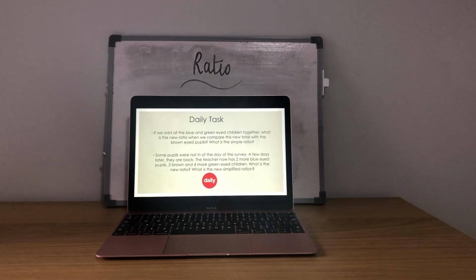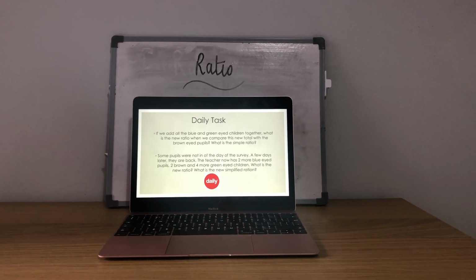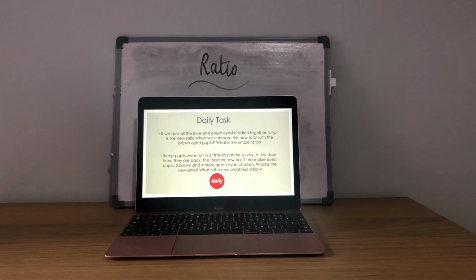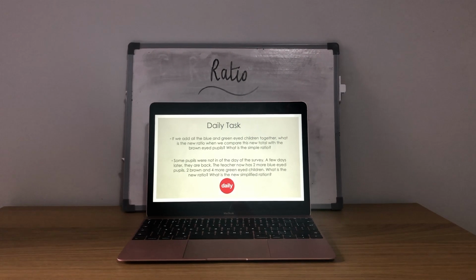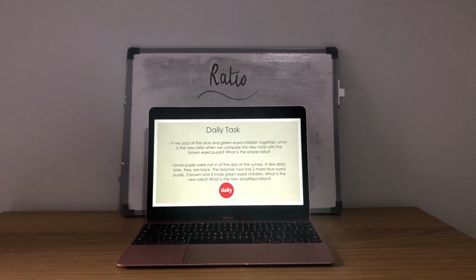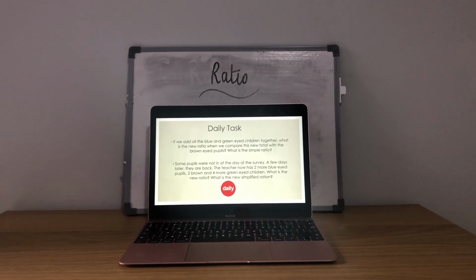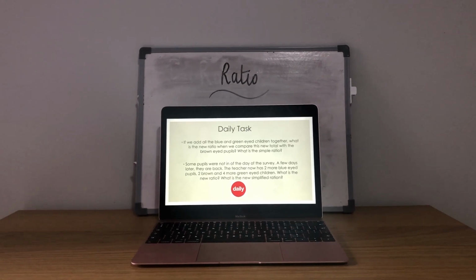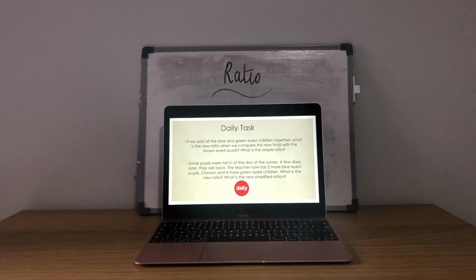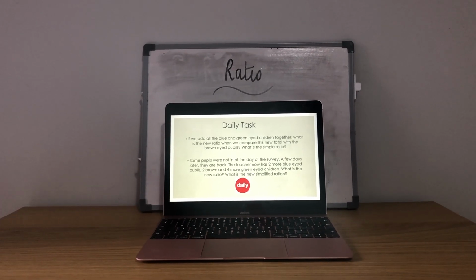For our daily task, we are going to use our example from before about eye colour and try to answer a few more questions about it. Our first question is, if we add all the blue and green-eyed children together with this new ratio, when we compare this new total with brown-eyed pupils, what is the new ratio? What is a simple ratio?